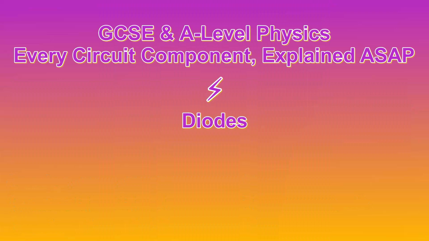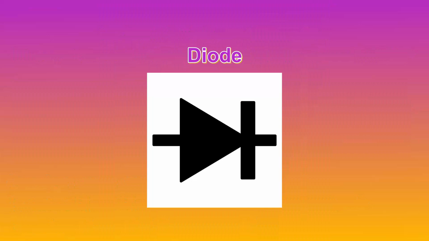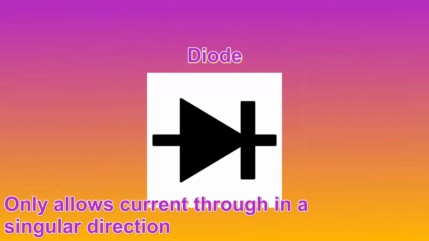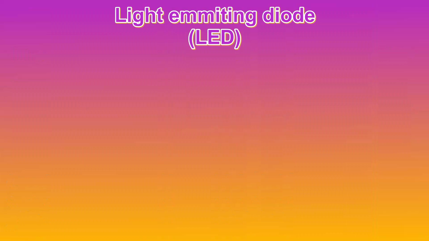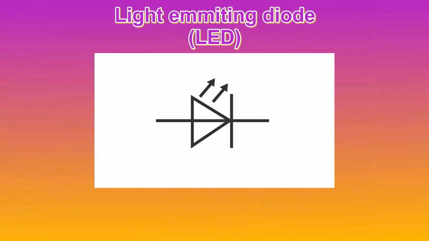Now, next up, we're going to be covering diodes, which are rather unique components, so let's jump straight in. Now, how a diode works is that it only allows current to pass through in a singular direction, as shown by this IV graph, where there is only a current if the voltage has a certain polarity. There are also light-emitting diodes which use the above circuit symbol and have the same functionality of only letting current go through in a single direction that they share with regular diodes. However, these also emit light when current passes through them, and they are generally more efficient than regular filament bulbs.